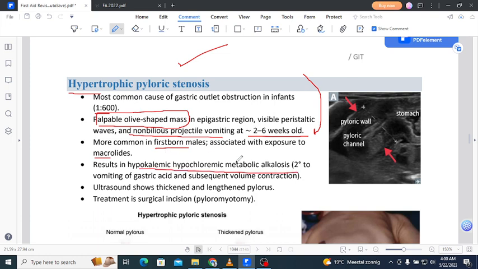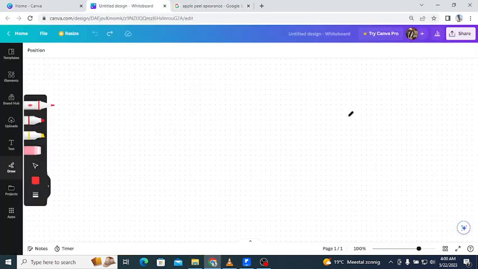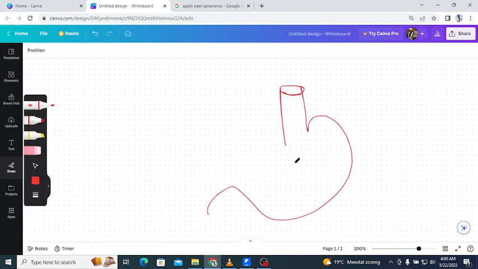Why hypokalemic, hypochloremic? Let me come to Canva. Suppose this is the stomach, and we are saying that there is pyloric stenosis. For the stomach, remember these sites: this is the cardia, this is the fundus, then we have the body, before the body we have the antrum, and this is the pylorus, with the pyloric sphincter over here. So the problem in these infants is pyloric hypertrophy.